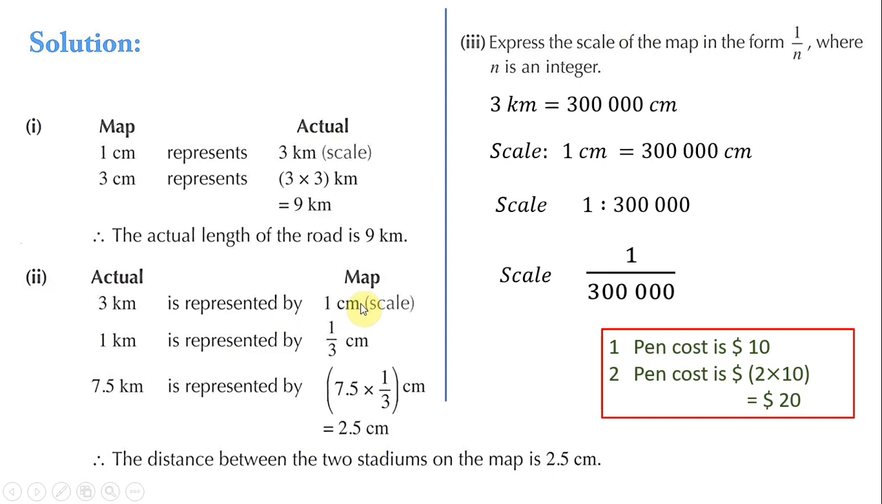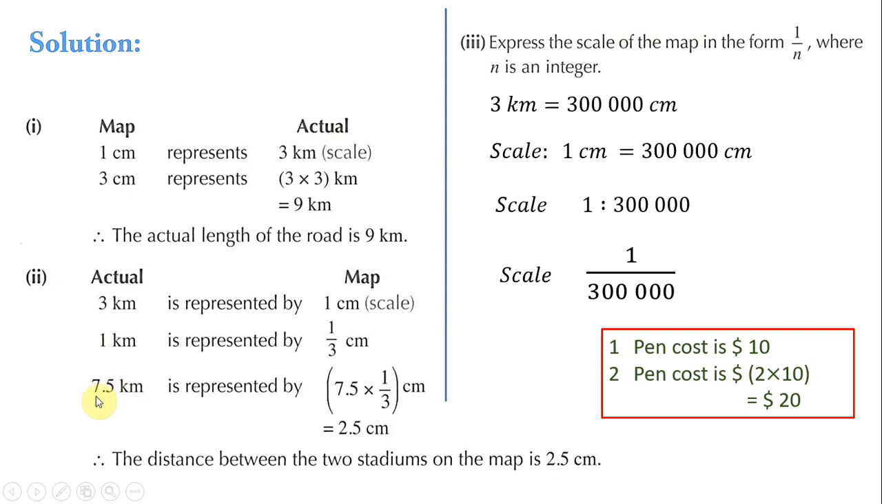In part 2, we have to find the distance on the map, so write map on the right hand side. According to the scale, 3 km represents 1 centimeter. Convert this kilometer to unit kilometer, 3 km to 1 km. 3 km represents 1 centimeter, so 1 km will represent 1 over 3 centimeter. To get 1 km, take this 3 on the other side, it will divide the 1. So 1 km is equal to 1 over 3 centimeter on the map. So this is the value of unit kilometer.